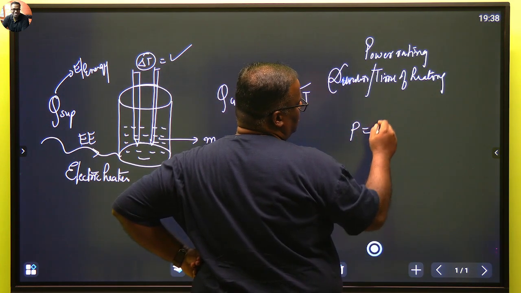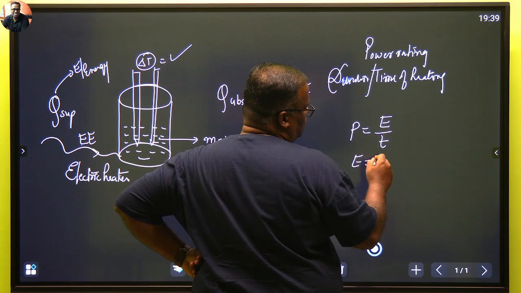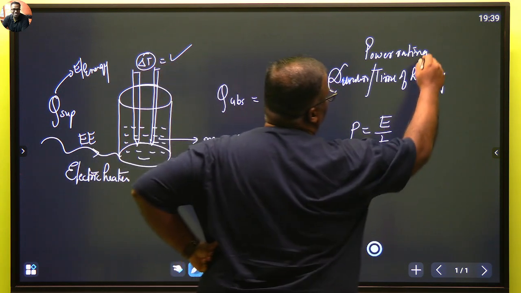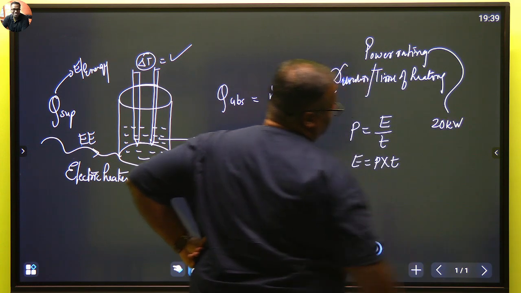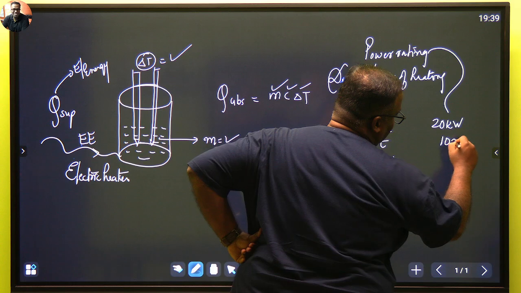Power is given as the rate of doing work, that is energy upon time. So energy should always be equal to power multiplied by time. So suppose they give you a heater. The heater is 20 kilowatt, and it has been run for 10 minutes.